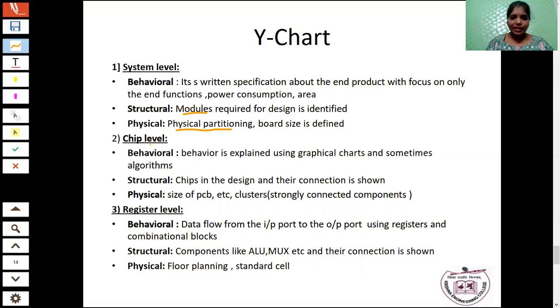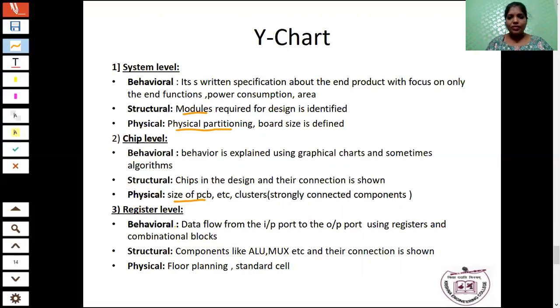After that, the next level is the chip level. In the chip level, in the behavioral domain, we explain with the help of algorithms or a flow chart. Behavior means what is the function of the system, the function of the end product. In the structural domain, we find out the design and the connections. That is, what components we need and its connections are shown in the structural domain. Based upon the components and connections, we decide the size of the PCB, and what clusters we need to connect the components.